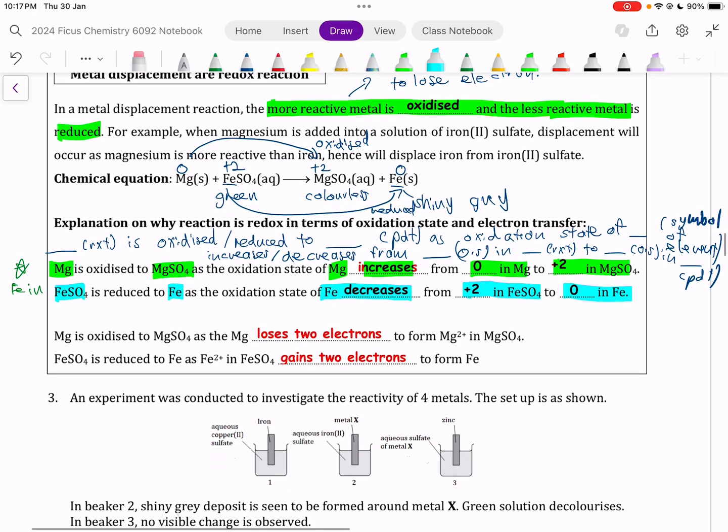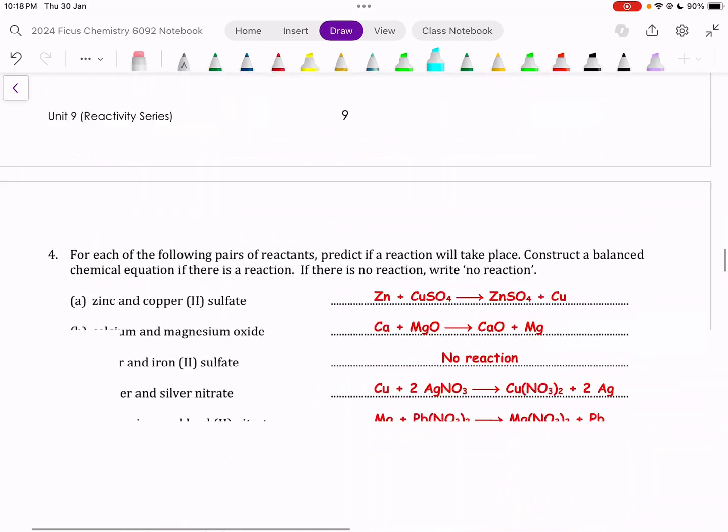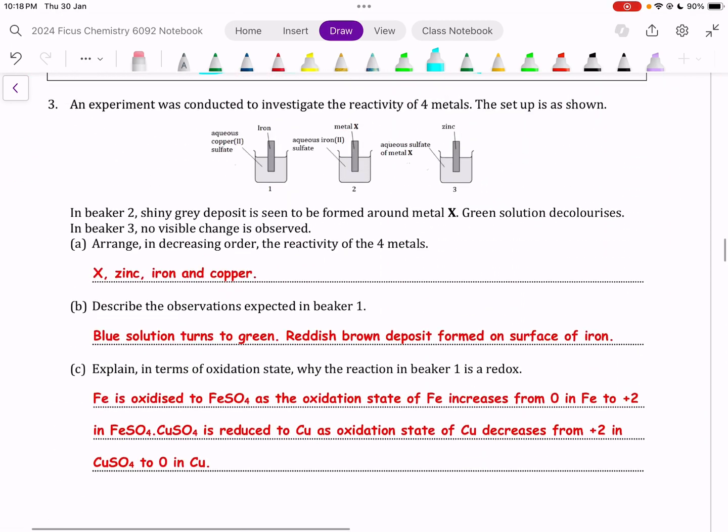Alright, or otherwise the electron definition also can. Your Mg loses 2 electrons to form Mg2+. So this case is minus 2 electrons. This case is add 2 electrons: Fe2+ gains 2 electrons. Right, okay. Then you can try out the examples.